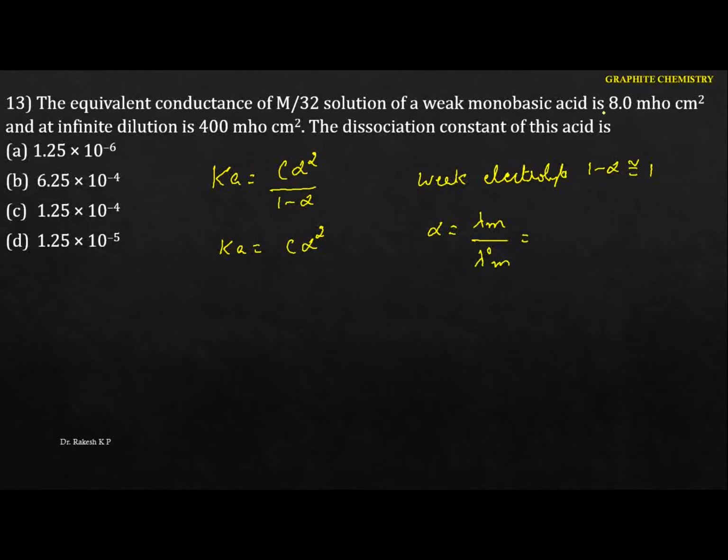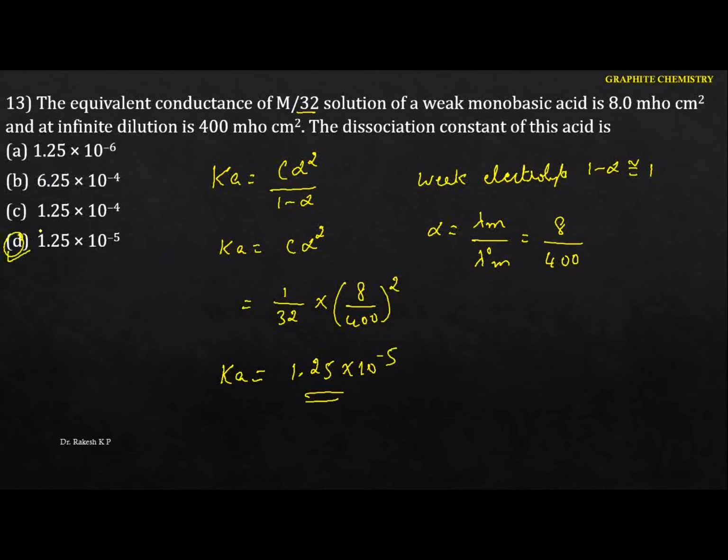They have given the lambda m, at this concentration the value is 8. At infinite dilution we got 400. So what is the concentration given? It is 1 by 32 M. That means you have 1 by 32 into alpha, which is 8 divided by 400, squared. Now we calculate the dissociation constant Ka, which is equal to 1.25 into 10 to the power of minus 5. So in this case the option is D. Okay, next one.